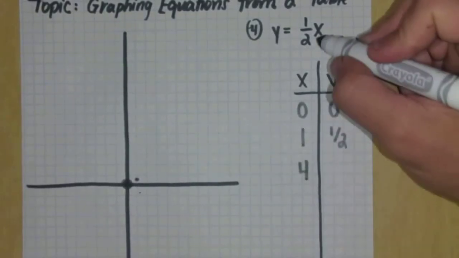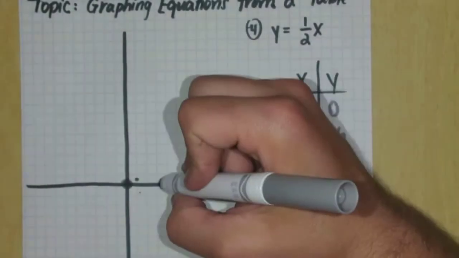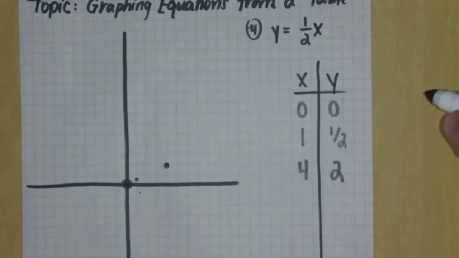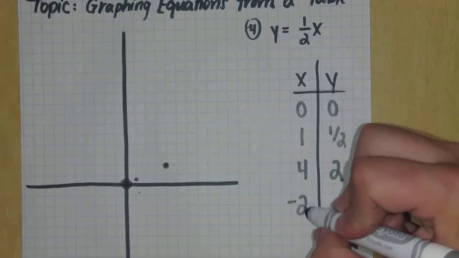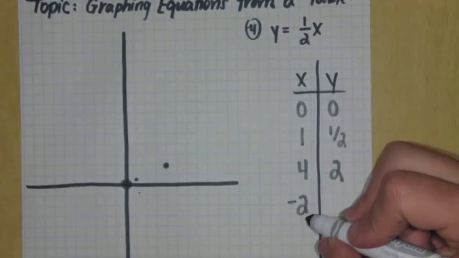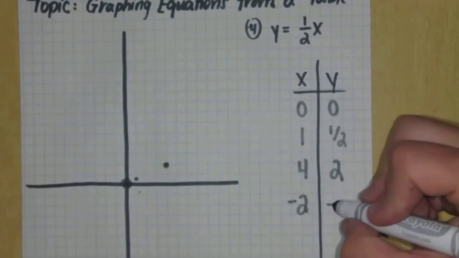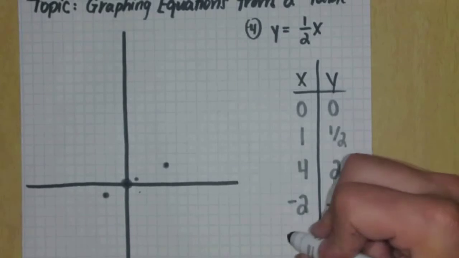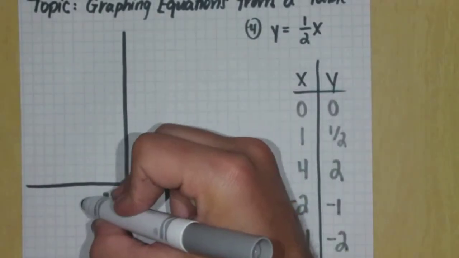number. Because if I plug in 4 for x, half of 4 is 2. That's an easier picture to graph. 4, 2, a lot easier. Let's try some negative even numbers. So negative 2. Well, what's half of positive 2? Half of a positive 2 is 1, so half of a negative 2 would be negative 1. And let's try negative 4. Half of negative 4 would be negative 2.